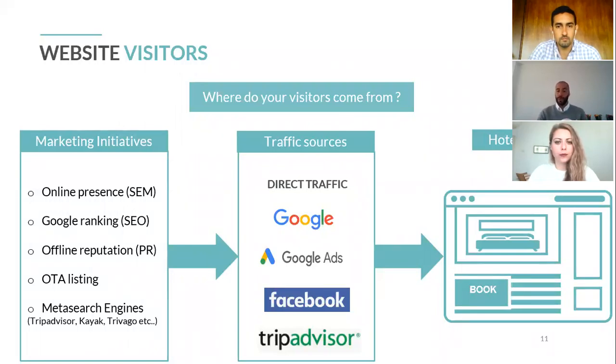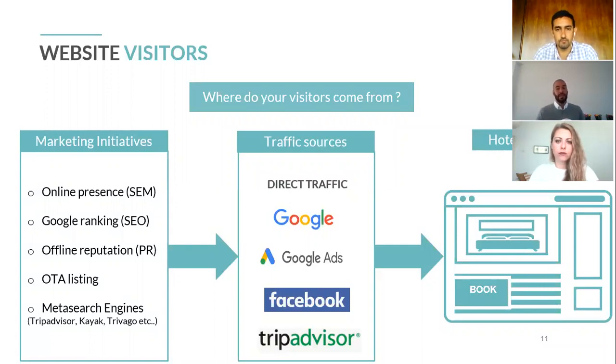Then you would have Google ranking. So what's your ranking on Google? That's organic traffic. When people look for your hotel or a hotel similar to yours, where do you rank on Google? That's what we call organic traffic, and that falls under SEO. Then you have your offline reputation: how good you do with your PR, whether you're in magazines, whether the sales effort your team is doing, reaching out to agents. Overall, everything that doesn't happen online is offline. What's your reputation? That would actually bring traffic to your website.